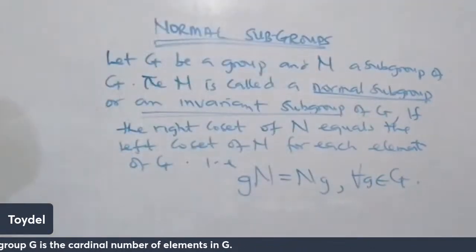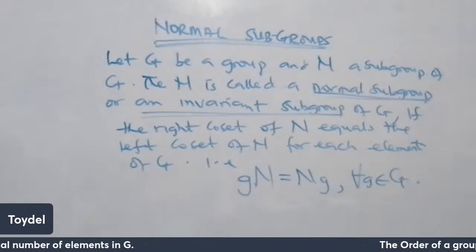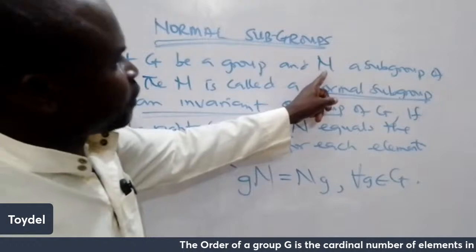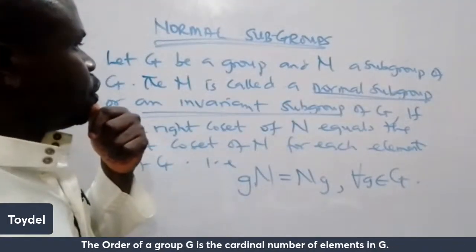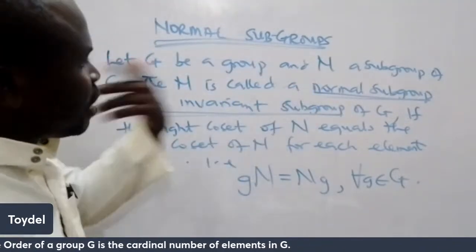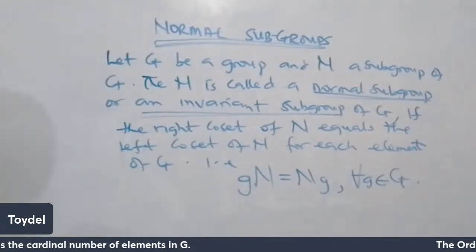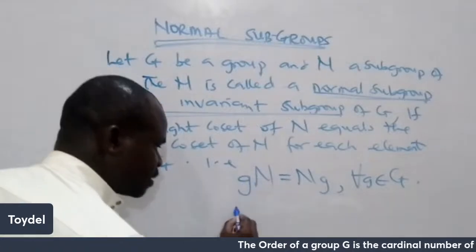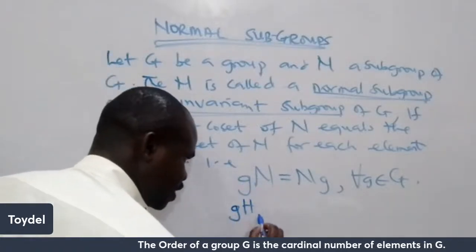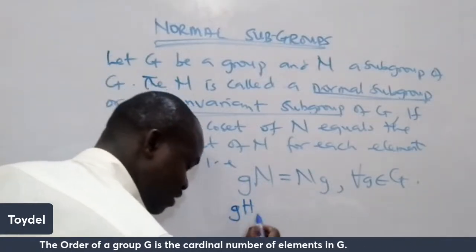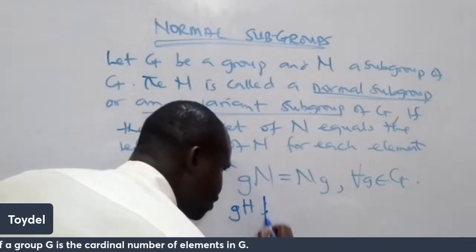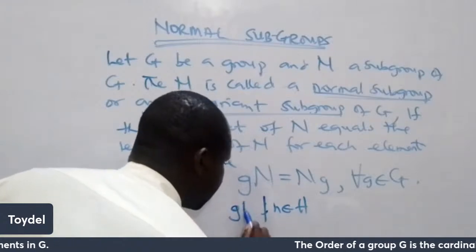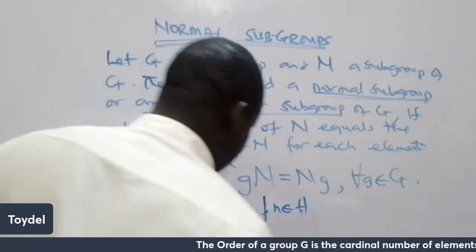Now look at, when do we have a normal subgroup? We have a normal subgroup in a situation whereby you have a group G and you have N as a subgroup. When we talked about cosets in the last class, we pick each element of a group and operate with the subgroup. We said gh, such that h belongs to H. This is what we discussed yesterday.